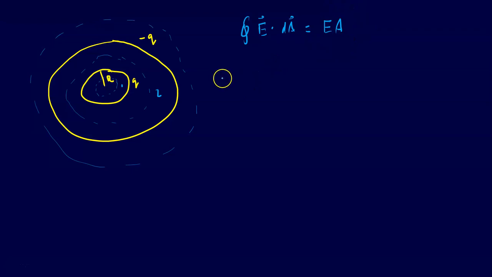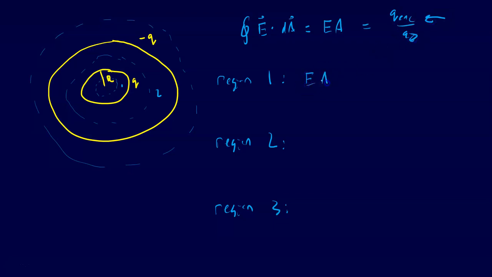And so let's look at the three regions individually. Region 1, region 2, region 3. For region 1, from Gauss's law, this equals the Q enclosed over epsilon naught. So this is really all just about the Q enclosed. And so I get E times A, and for region 1, there's 0 charge enclosed, and so the electric field would have to equal 0. So that's why it's one of the regions we picked.